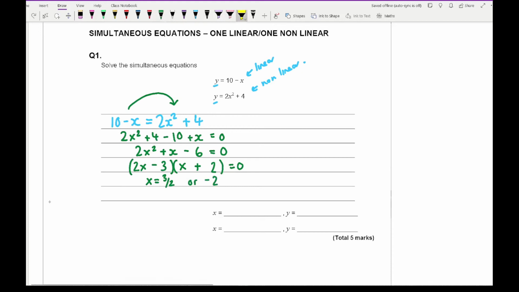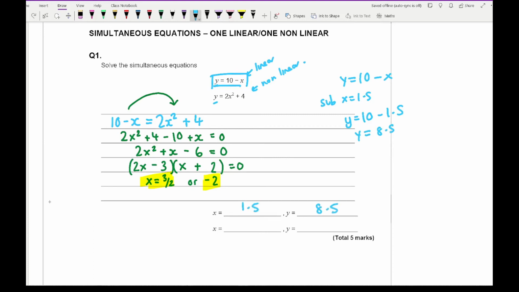So these here are my x ordinates of the intersection points. What I then need to do is look at the linear equation, which is y equals 10 minus x, and substitute my first value, x equals 1.5 or 3 over 2. So y equals 10 minus 1.5, which equals 8.5. That there is my first set of coordinates, so it's going to be 1.5 and 8.5.